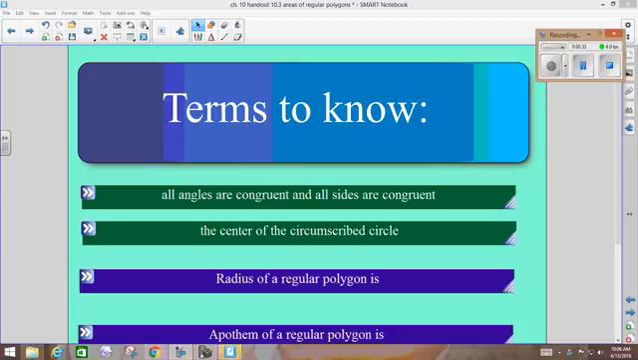On the whiteboard here, I have a regular hexagon. Circumscribed means the circle goes around the polygon, so that circle is circumscribed about it. The center of the circle is the same as the center of the polygon. The radius of a regular polygon is the distance from the center to a vertex.